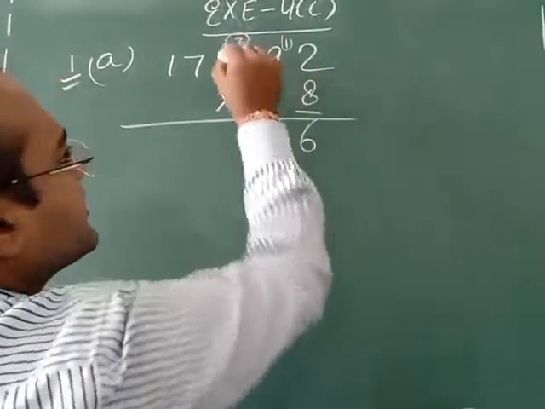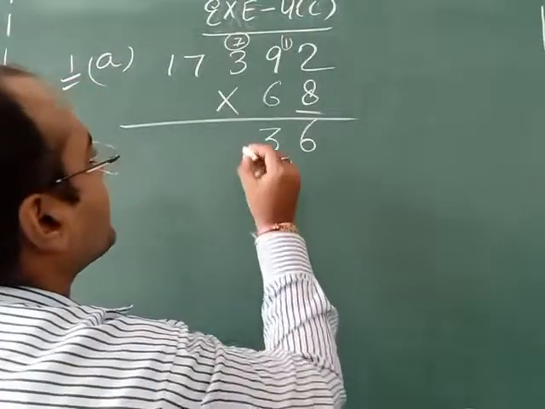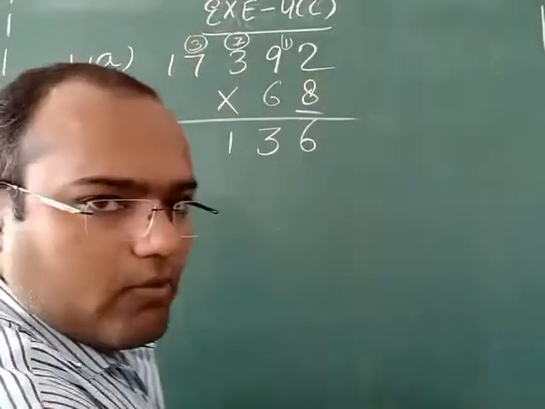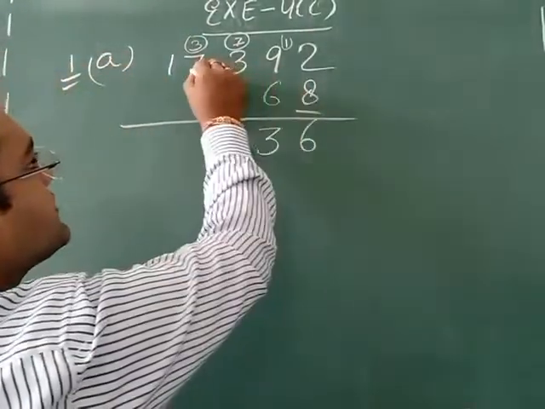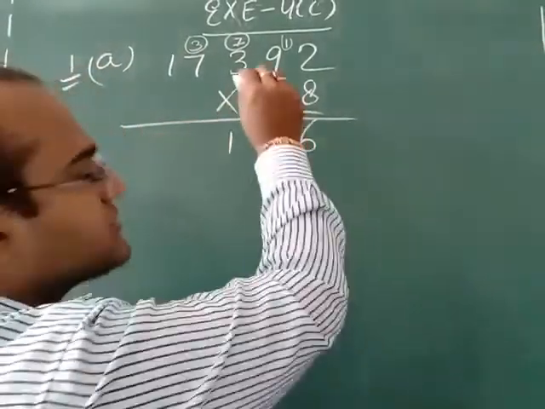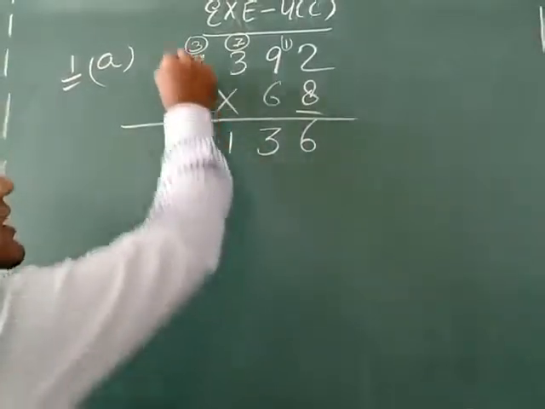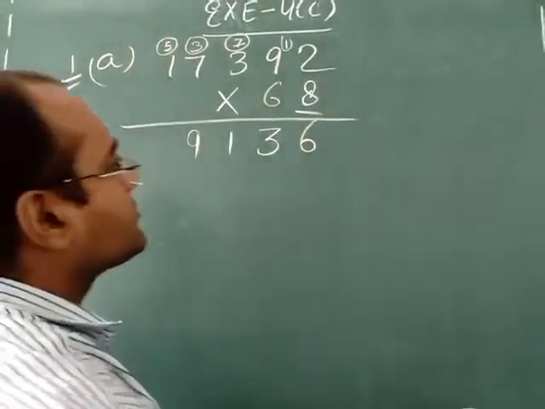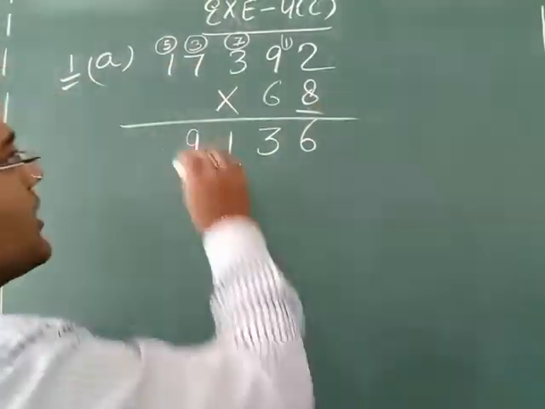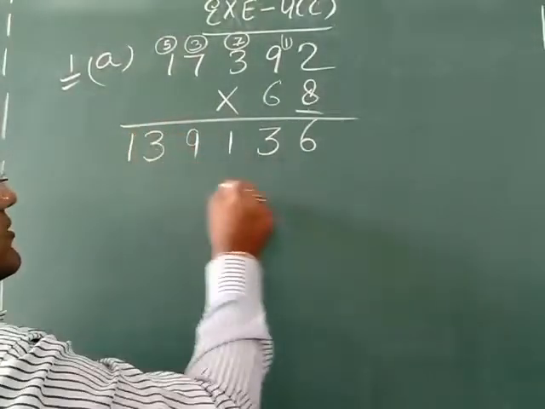Now 8 threes are 24, 24 plus 7, the answer will be 31, 1 we have to write here and 3 we have to write on the top. Now 8 sevens we have to multiply, 56 plus 3 is 59, 9 we have to write here and 5 we have to write on the top. Now 8 ones are 8. After that you have to add this 5, the answer will be 13.